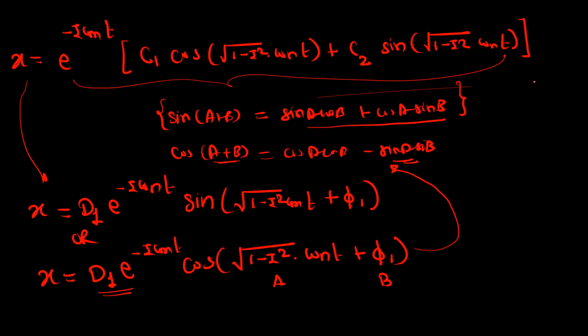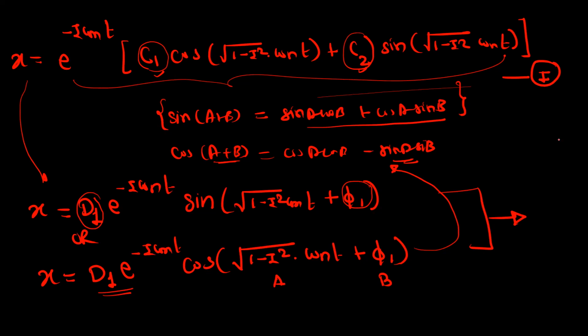So for the next calculation, that is to get the value of constants C1 and C2, you can use any one equation from these two equations. If you observe this equation, we have two constants only: one is D1 and second is phi 1. And in this equation also there are two constants: one is C1 and second is C2. So I will take this as equation 1 and any one from these two equations as equation 2.